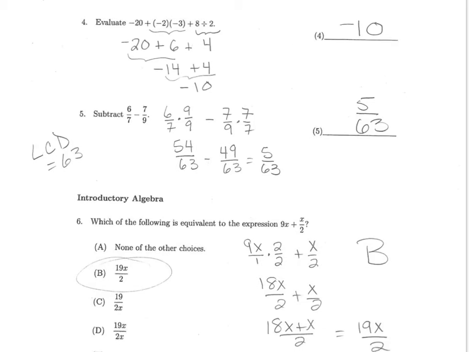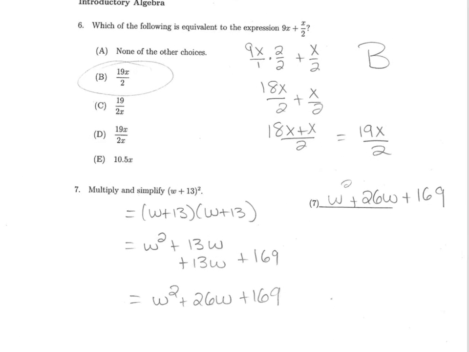For number 6, hold on while I move this up. What is an equivalent expression? We can add these two guys together. 9x is really 9x over 1, as you see here. We need a common denominator of 2, so we multiply this guy by 2 over 2. That gives us 9x times 2, which is 18x, over 1 times 2 is 2.